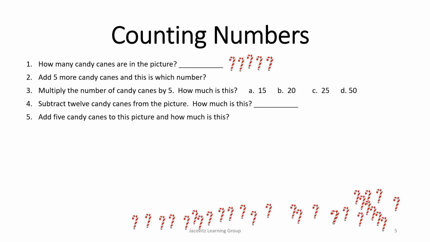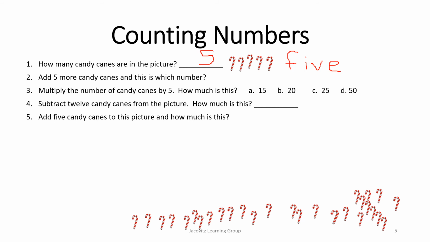Okay, let's try some math. That way you get math and reading and spelling. So let's see if we can do this. How many canes, candy canes, are there in this picture? We're not looking at the total. We're just looking at the first number and the first set of numbers it says here. So it's 5. So let's go ahead and write 5. And if you want to spell it out, 5. F-I-V-E.